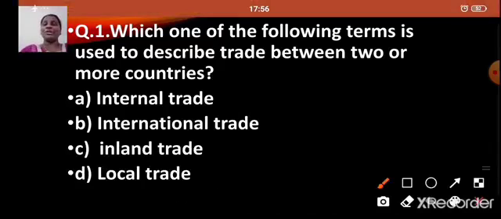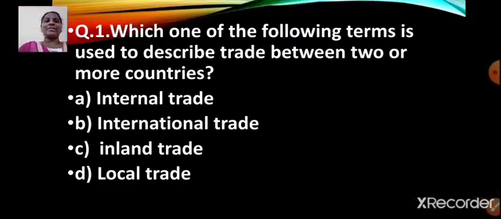Once again, I'll read out the question for you. Which one of the following terms is used to describe trade between 2 or more countries? Option A, internal trade. Option B, international trade. Option C, inland trade. Option D, local trade. Yes, the correct answer is option B, international trade. Next question.